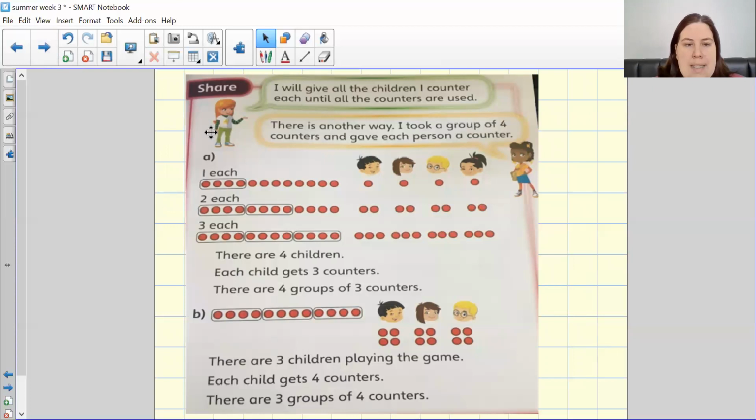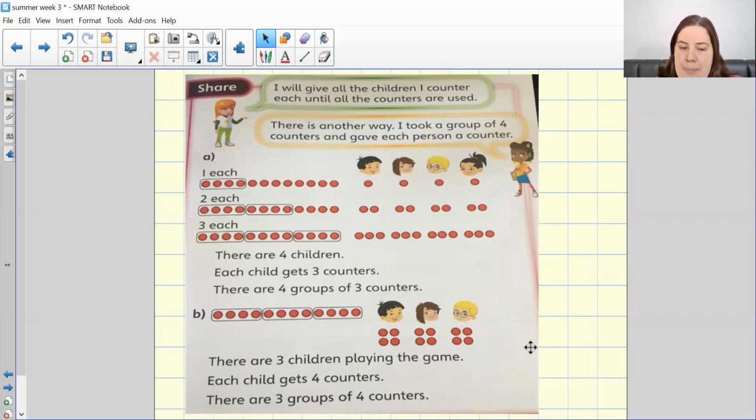So I'm going to go through the answers with you now. The first thing we've done is we have put all the 12 counters together. I have grouped 4 because I have 4 children, and then I've given 1 each. Now I've grouped the second group of 4 and I've given them counters. And then finally, I've given them the last set of 4 counters and I've shared them equally. As you can see, they each have 3 because I have 1, 2, 3 groups and each child will have 3.